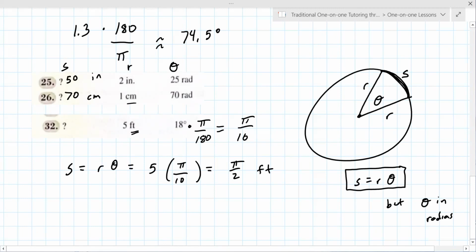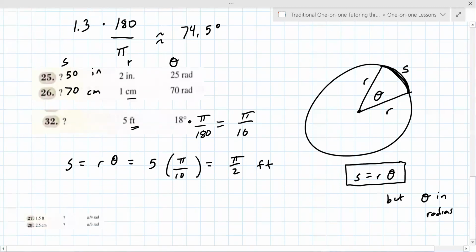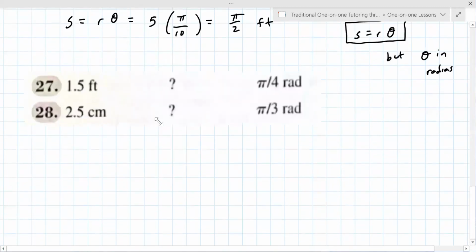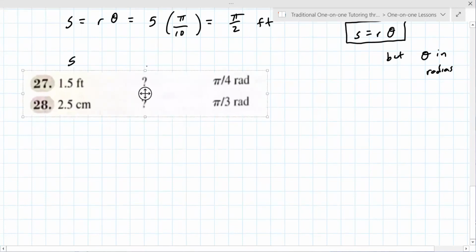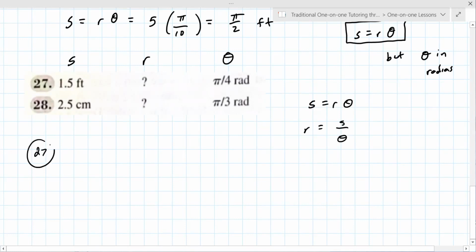Okay, let's go on to 27 and 28. Okay, the S, R, and theta. So if S equals R theta, then R equals S over theta, but theta has to be in radians. So in 27, R is 1.5 divided by pi over 4.